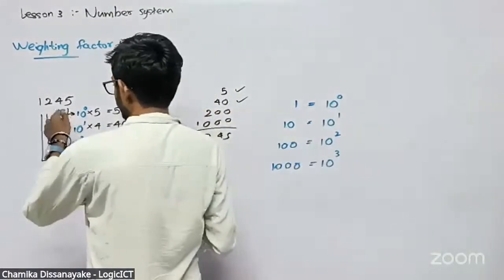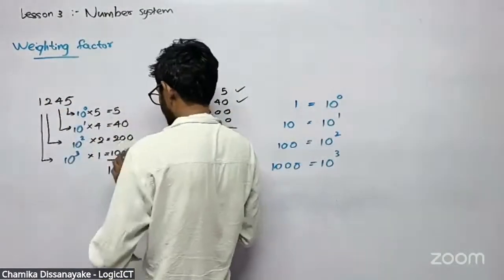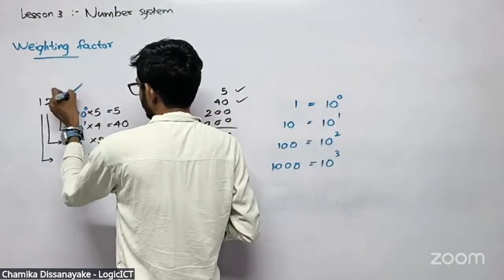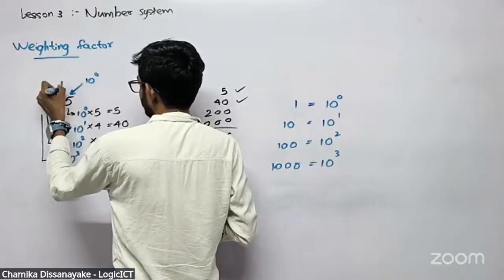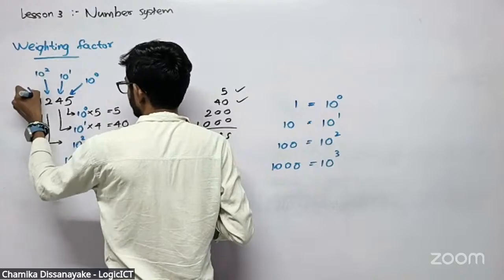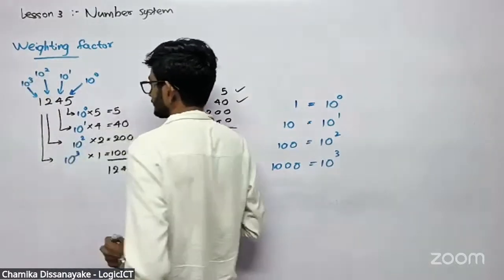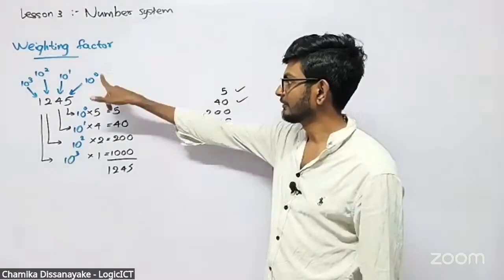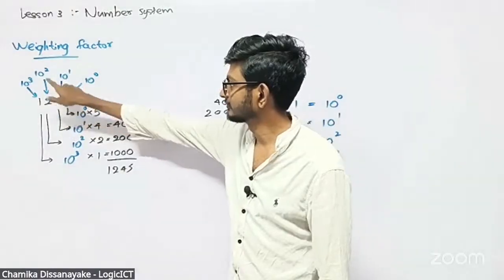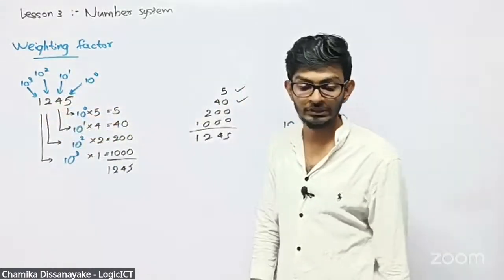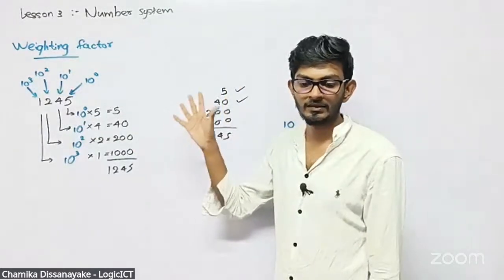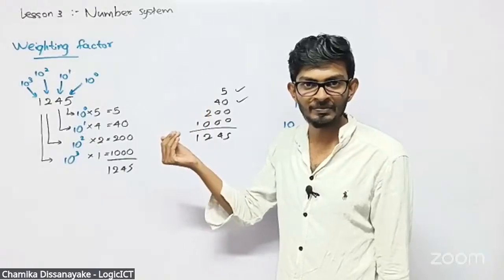Then for each of these numbers, I can write that this one is 10 to the power 0, this one is 10 to the power 1, this one is 10 to the power 2, this one is 10 to the power 3. Then this power number will be multiplied by this one. Here 10 to the power 1 is multiplied by 4, 10 to the power 2 is multiplied by 2. Likewise, this is how a number is formed, guys. This is how any number system works.